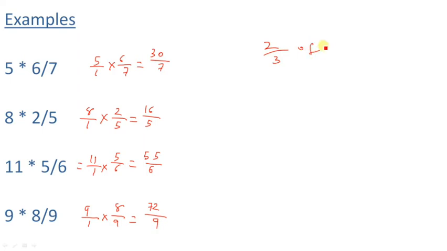Okay. Now suppose you are asked to find 2 by 3 of 30. It means what is the total number? 30. So it will be found out like this: 2 by 3 into 30, or 30 into 2 by 3. It will be 60 by 3. 60 by 3 means 20, because 3 goes 20 times, so it is 20.